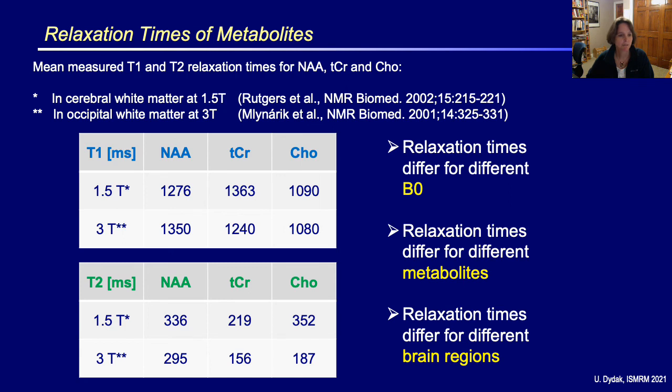These 2 tables give you 2 examples for measured T1 and T2 at 1.5 and at 3 Tesla for the metabolites NAA, total creatine, and choline, so you can see in what range they are. These were measured in white matter. Altogether, remember that relaxation times differ for different field strengths. They differ for different metabolites, but they also differ for different brain regions.